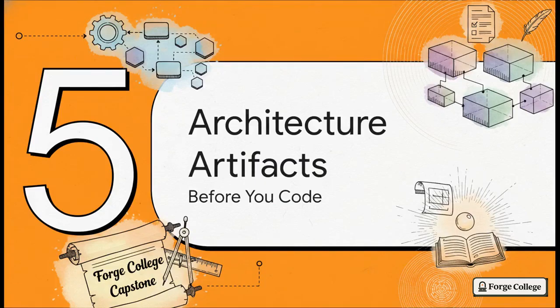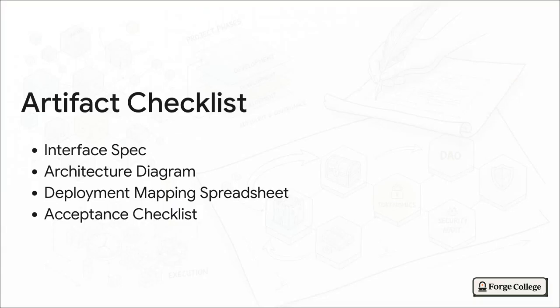Finally, Part 5, your architecture artifacts before you code. As you step into your capstone implementation and really advance your learning, here is exactly what you must deliver before writing any code. You need the interface spec, a visual architecture diagram, a deployment mapping spreadsheet, and your acceptance checklist. Handing these 4 items to your team prevents everyone from stepping on each other's toes. It transforms a chaotic coding free-for-all into a synchronized assembly line, where tests and implementation happen in parallel.